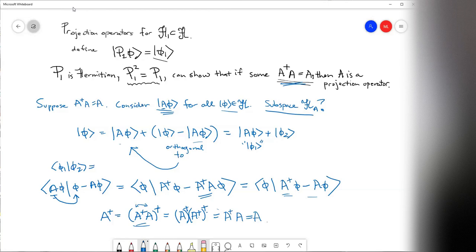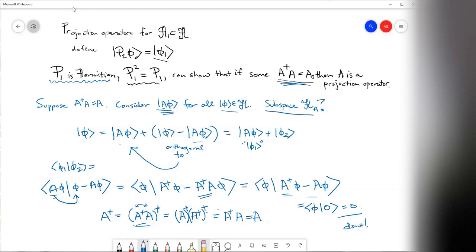So that's, again, another indication here that we have a projection operator because it's Hermitian. So this whole thing is just phi dotted into A phi minus A phi, and by linearity, it's just 0. So that's 0. Done.